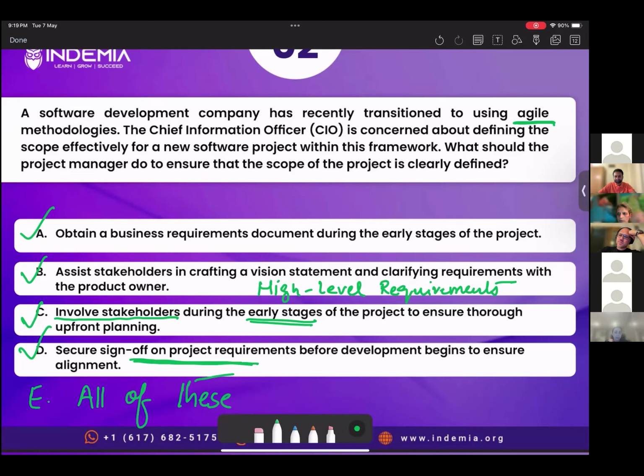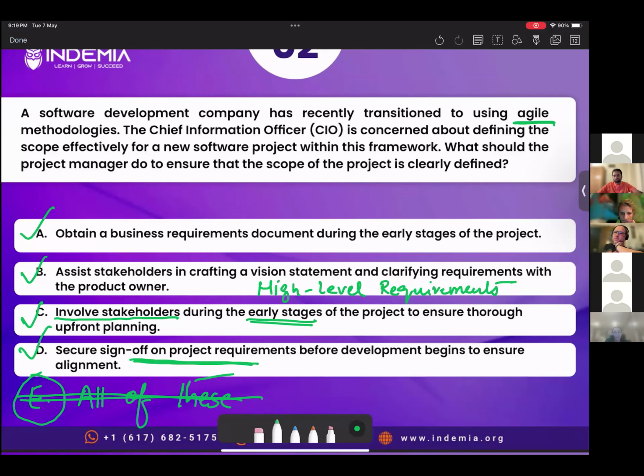No, I think in agile we have a vision statement, a scope statement. So I chose B. All these options are good options. They involve stakeholders during early stages. We can get the requirements. But we did not... Oh, you have option E? No, there is no option E. Oh, you just made it up. Oh, okay. But I think option B is the correct one for agile, the vision statement. I think we had a similar question in one of our previous questions. I don't know, or I'm just dreaming.